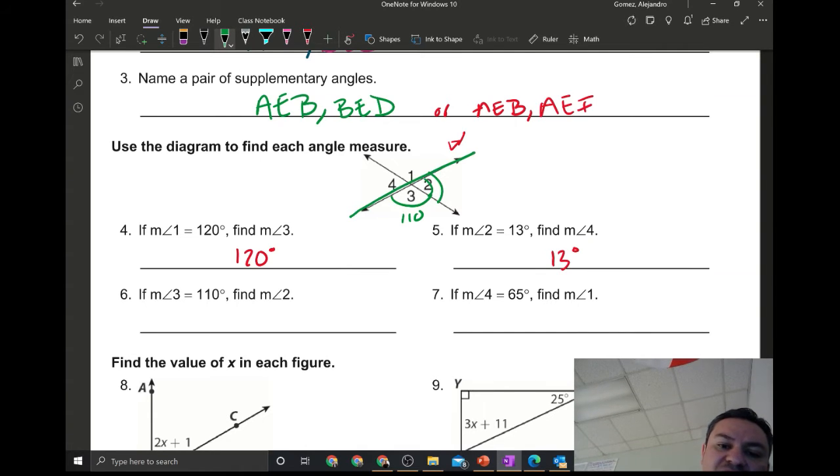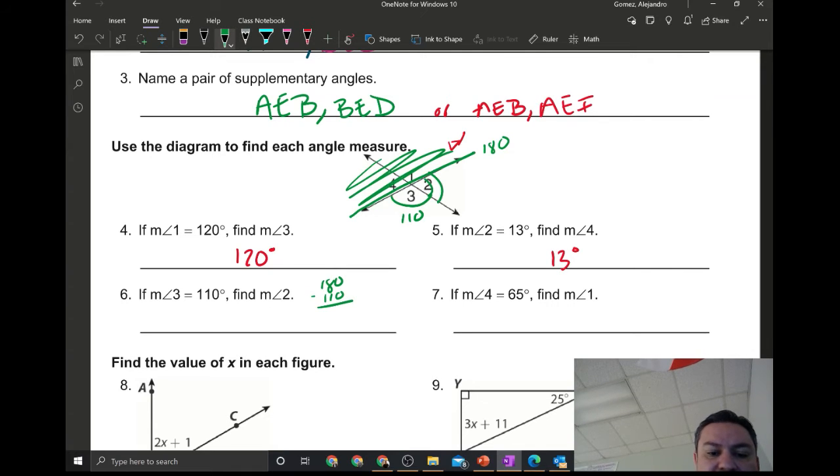So basically we have a straight line right there. We don't care about this right now. The straight line makes 180. If we already use 110, it'll be 180 minus 110, which gives you 70 degrees. The supplement of 110 is 70 degrees.